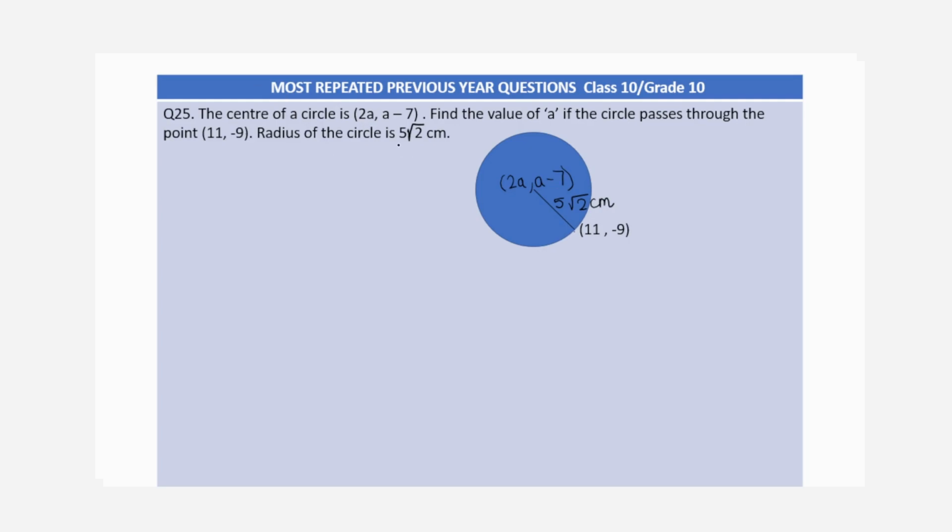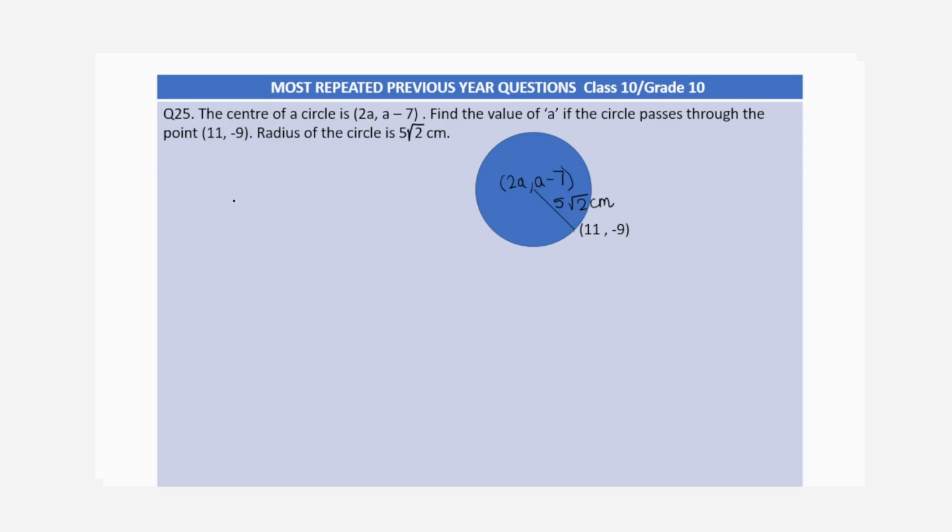Radius of the circle is also given. It is 5√2 centimeters. So what we need to understand is that from the center to any point on the circumference, the distance will be equal to the radius of that circle. So that is why I have written the center (2a, a minus 7) and (11, minus 9), joined them, and the radius value also I have written, 5√2 centimeter.